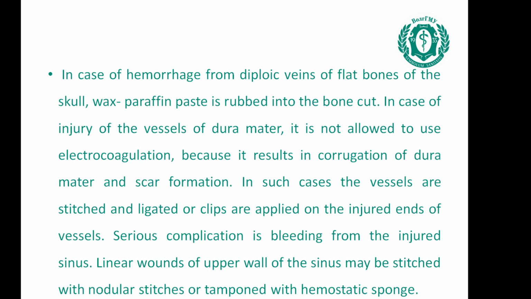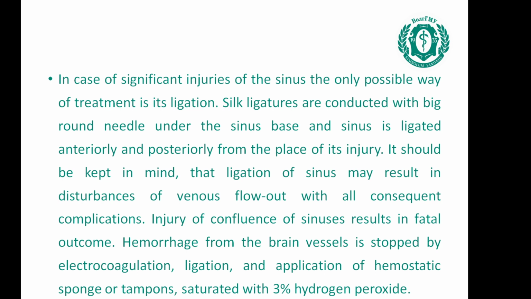A serious complication is bleeding from the injured sinus. Linear wounds of the upper wall of the sinus may be stitched with nodular stitches or are tamponed with hemostatic sponge. In case of significant injuries of the sinus, the only possible way of treatment is its ligation. Silk ligatures are conducted with a big round needle under the sinus base, and the sinus is ligated anteriorly and posteriorly from the place of its injury. It should be kept in mind that ligation of the sinus may result in disturbances of venous outflow with all consequent complications. Injury of the confluence of sinuses results in fatal outcome.